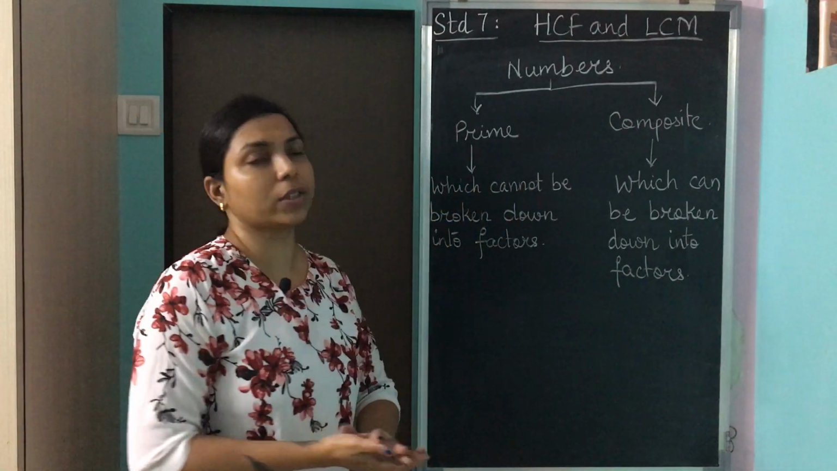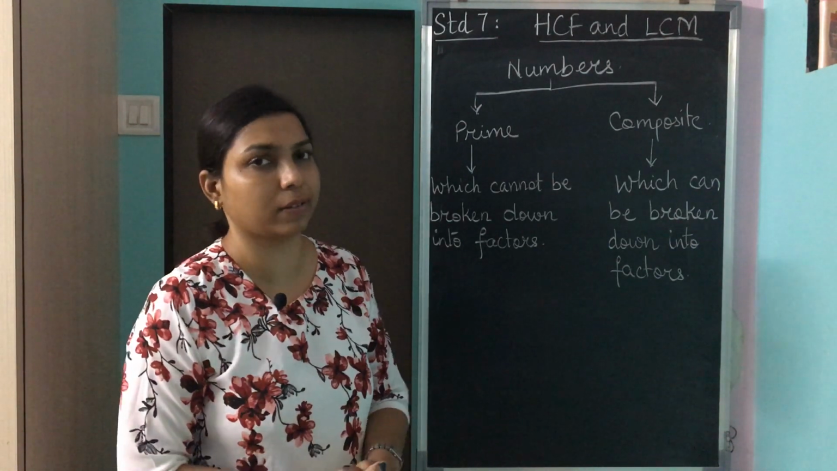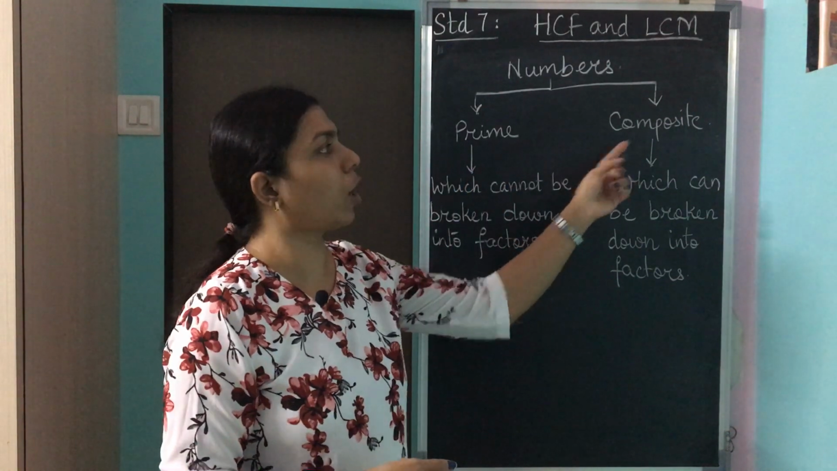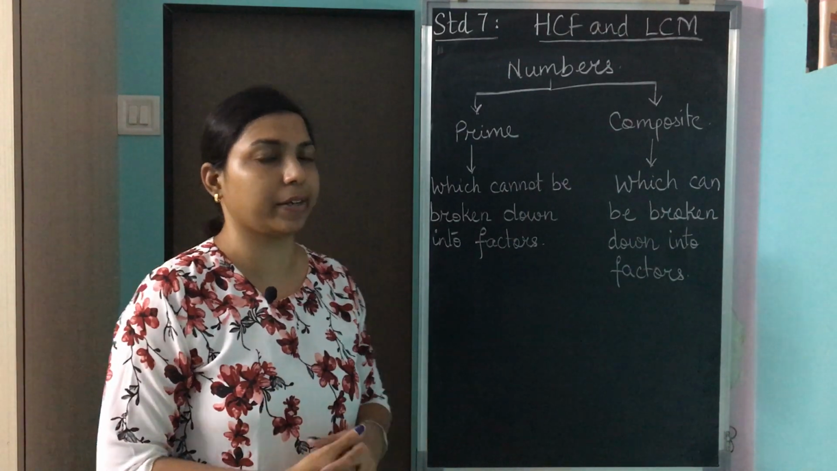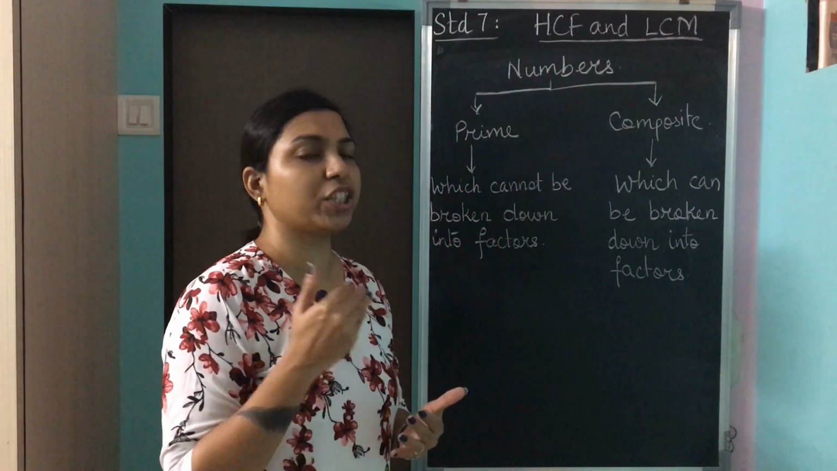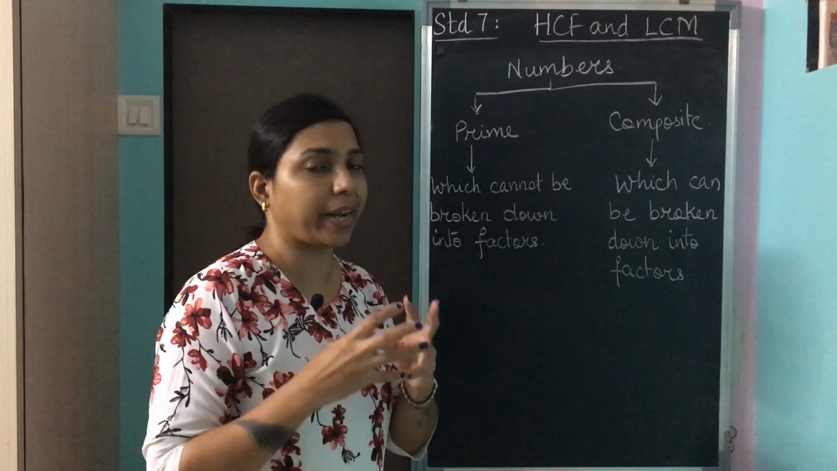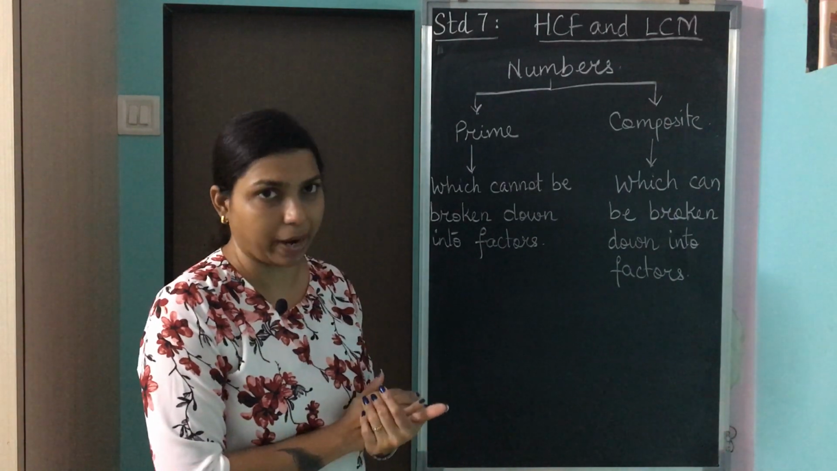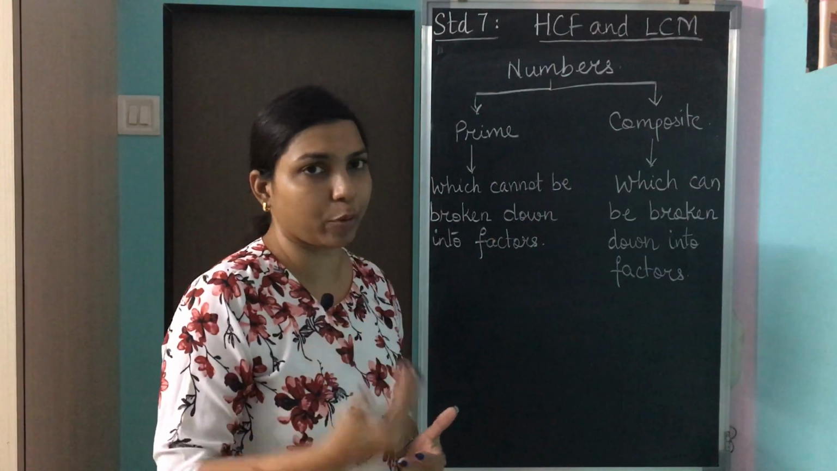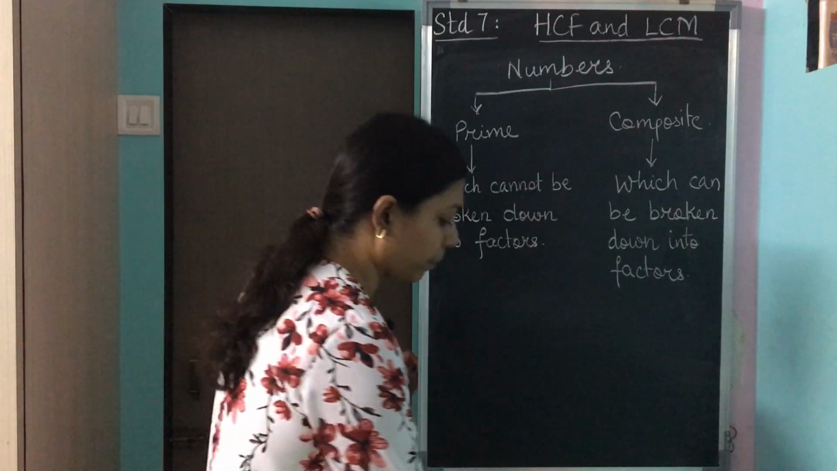Okay, so now students, when we look at any numbers, numbers can be divided into two parts. You can either call it a prime number or a composite number. You must have already studied this in your previous class. Prime numbers are numbers which cannot be broken down into factors, meaning we cannot break that number down into smaller parts. And composite numbers are those which can be broken down into factors, into smaller parts.